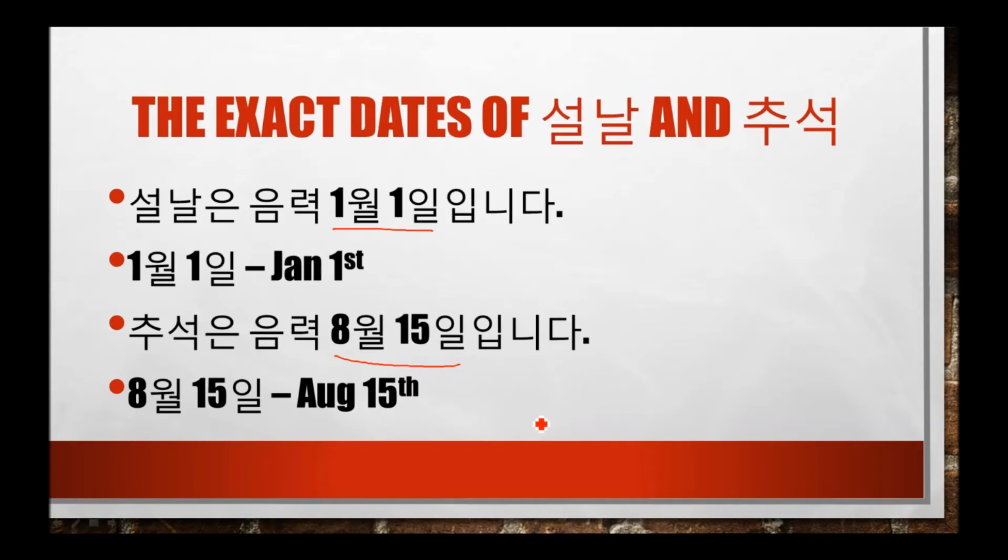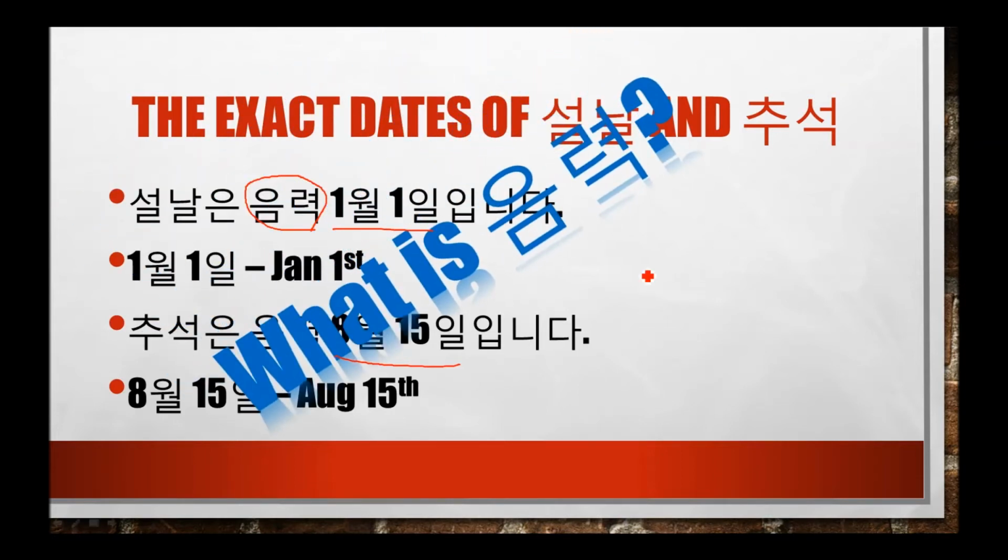As you can see, we know almost everything in here. 설날, 추석, 1월 1일, 8월 15일. We know almost everything, but here's something odd is here. 음력. I think this is the key to our answer. Okay. Then, what is 음력?